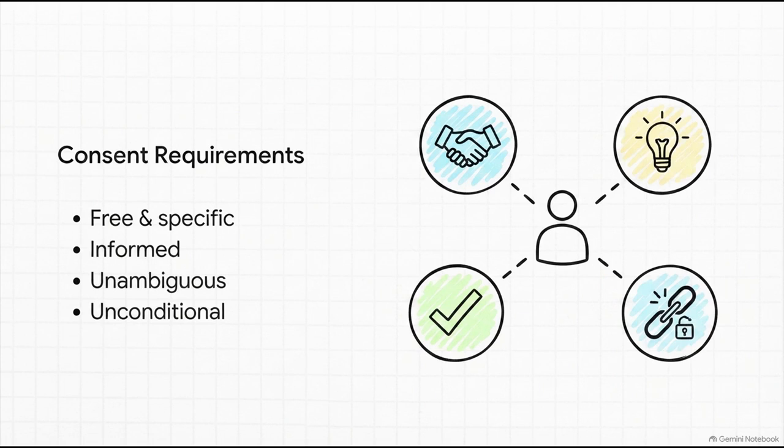Under Section 6, your consent has to check all these boxes. It must be free, specific, informed, unambiguous, and unconditional. What does that actually mean for you day to day? It means bundled consent is officially dead. Companies literally cannot force you to agree to unrelated tracking or marketing emails just so you can use their basic service anymore. You have to clearly opt in.